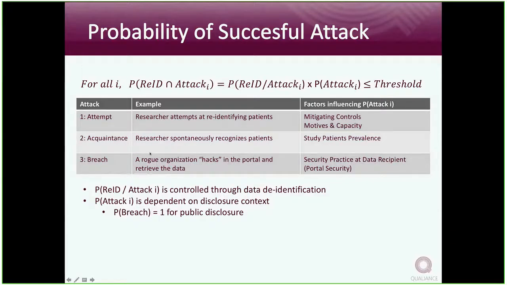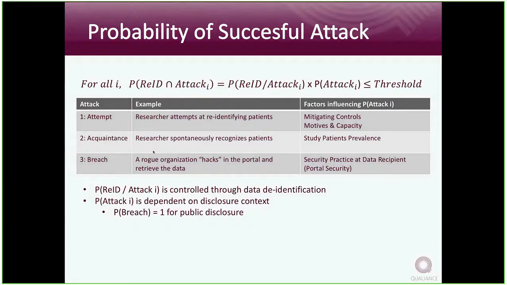The second type of attack is the researcher or the data recipient who spontaneously recognizes a patient from the dataset by simply browsing through the data. Even though there is no bad intention, this is still an attack. It's still considered an attack and needs to be managed.